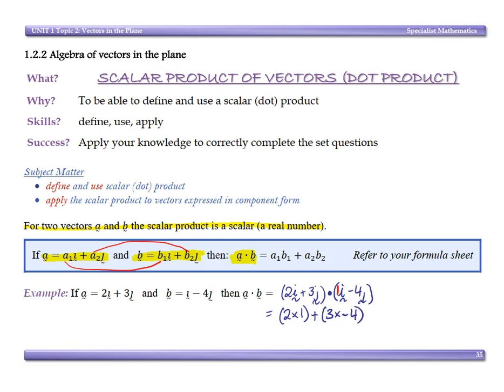So you're just multiplying the corresponding numbers. That becomes 2 take 12, which is negative 10. So you can see that this is a scalar quantity.